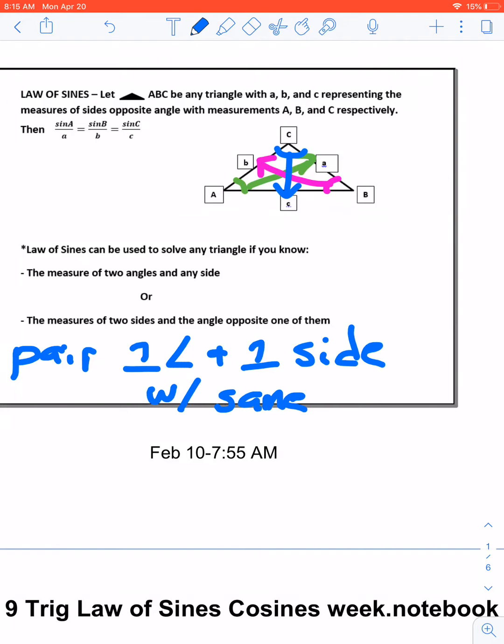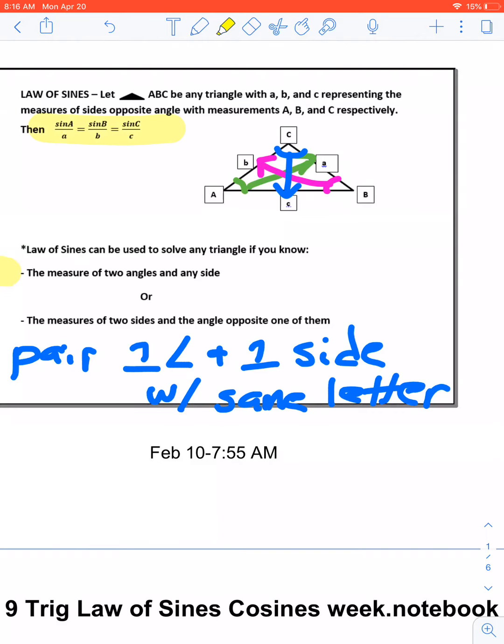If I don't have one angle and one side with the same letter, then I can't use law of sines yet. So that means I have angle A and side A, or angle B and side B, or angle C and side C. I have to have something in common in order to use law of sines, because if I don't, I'm not going to be able to solve these.